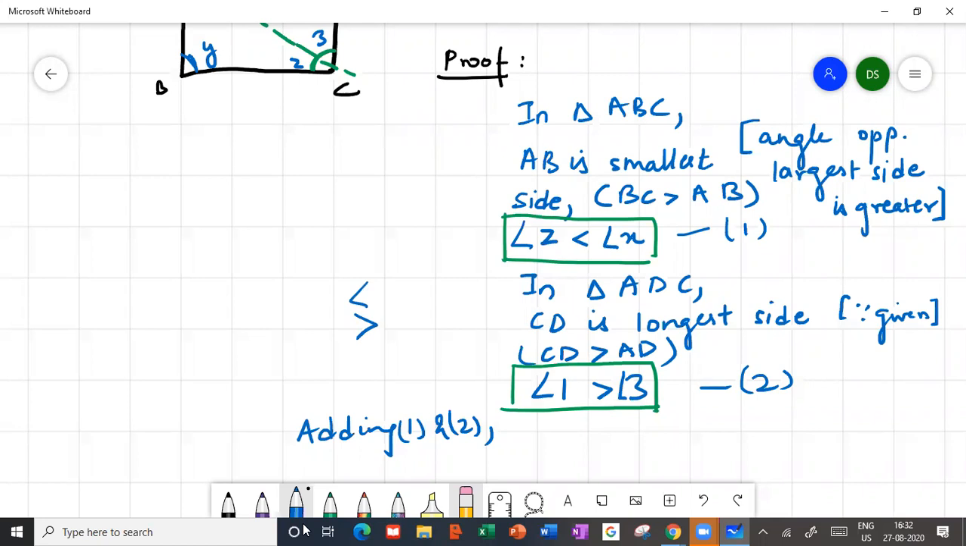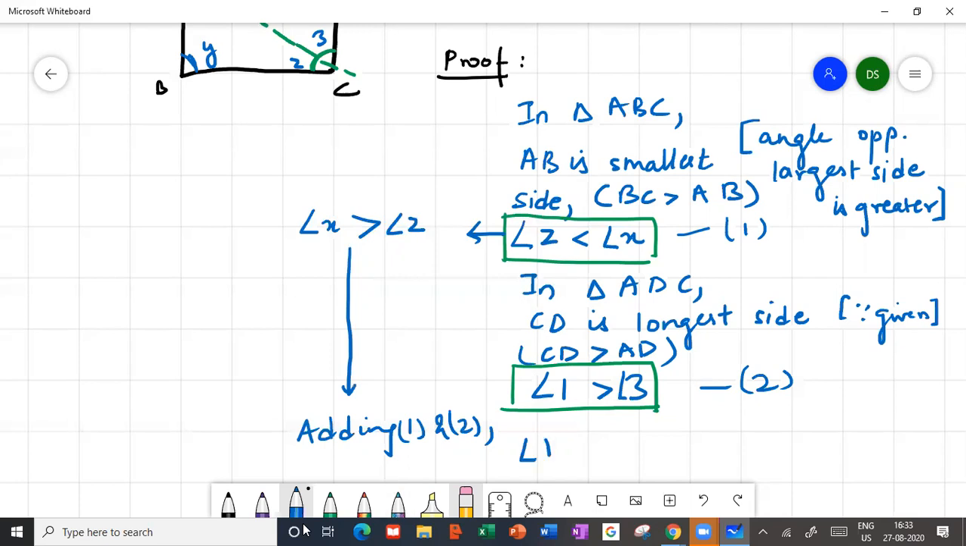So I just rearrange this equation and write it like this. Angle X is greater than angle Z. Correct? The meaning is still the same. Everybody with me? Yes, ma'am. Okay, so I will add this. So now what will it become?